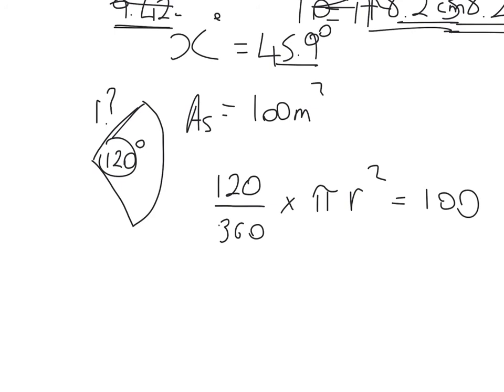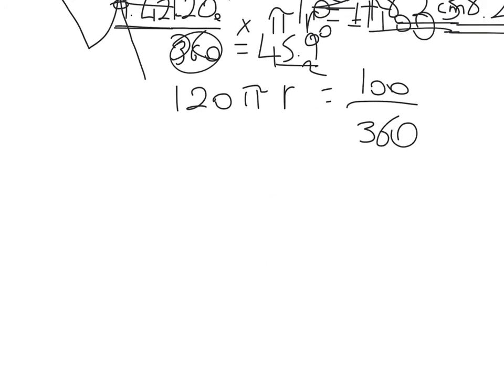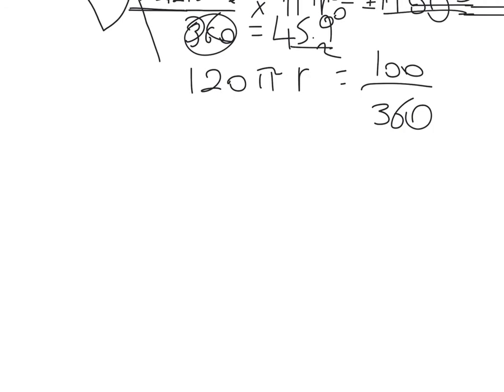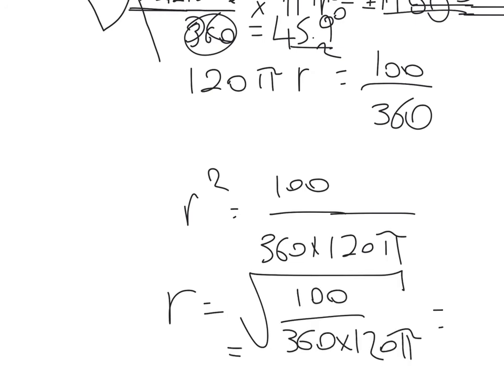I can then multiply by 360 and get rid of that, so that's 120 pi r squared is equal to 100 over 360. I can then bring the 120 pi down, so it's 120 over 360 times 120 pi, all down the bottom. And then finally, to get the radius, I just take the square root of all of that, and that will give me r equals 0.03.